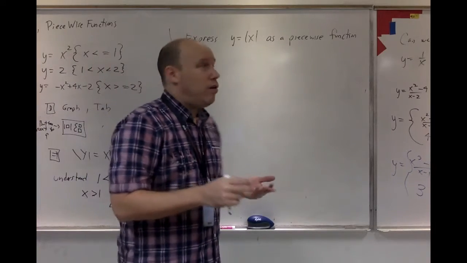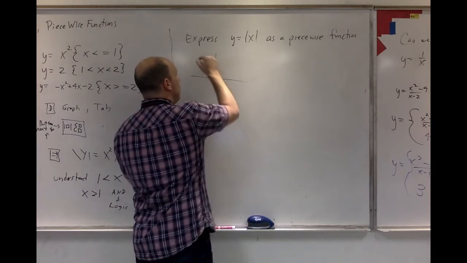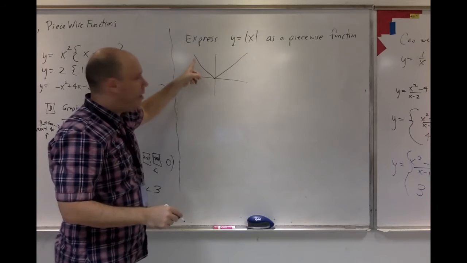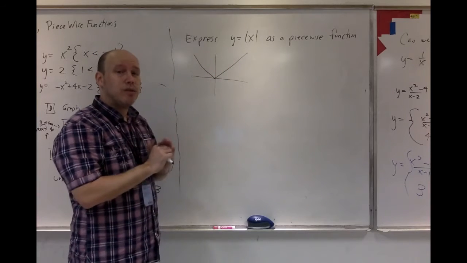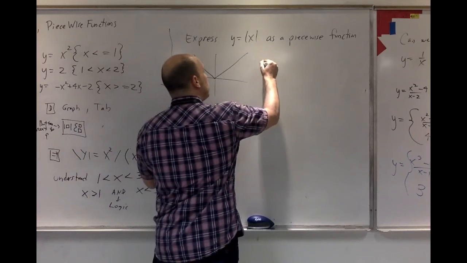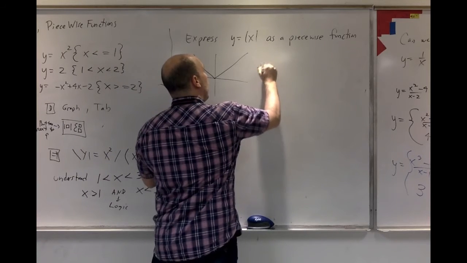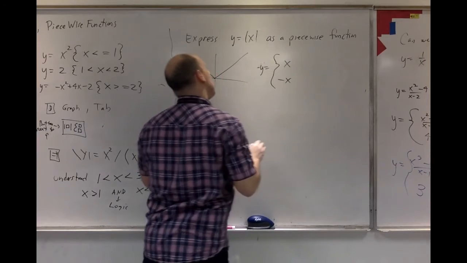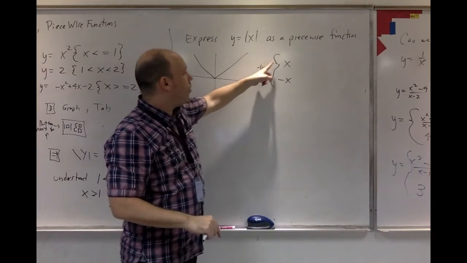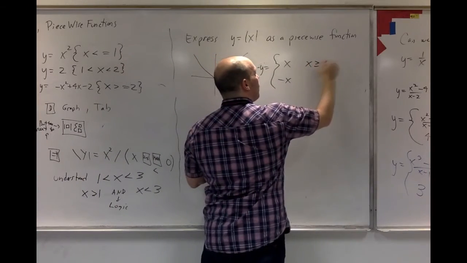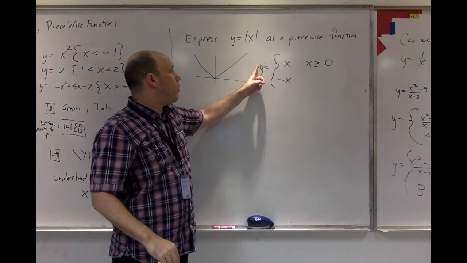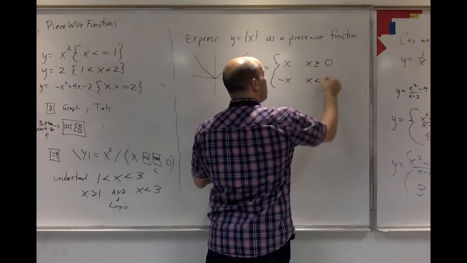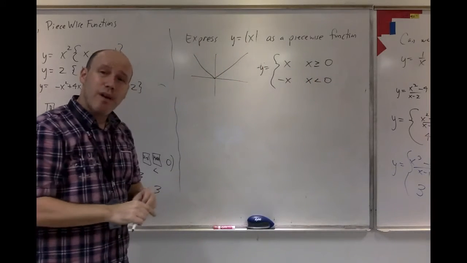Okay, we're back. You look at the graph. Some of you look at the graph of an absolute value function and you say, oh, you know what? That's the line y equals x, and this is the line y equals negative x. Let's break this down. y equals x and negative x. So when is the line y equals x? When x is greater than or equal to 0. When is the line y equals negative x? When x is less than 0.